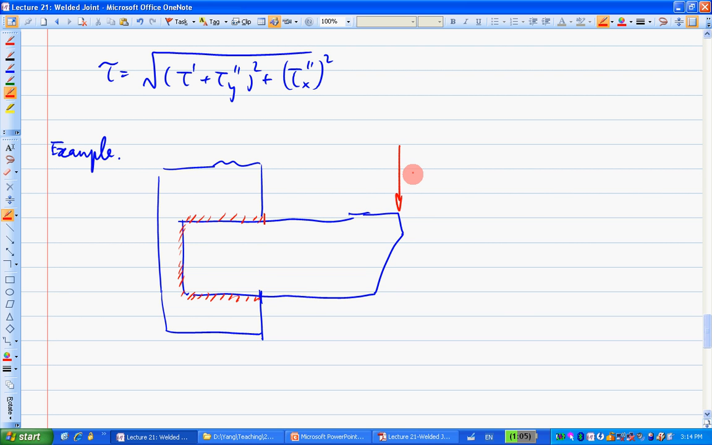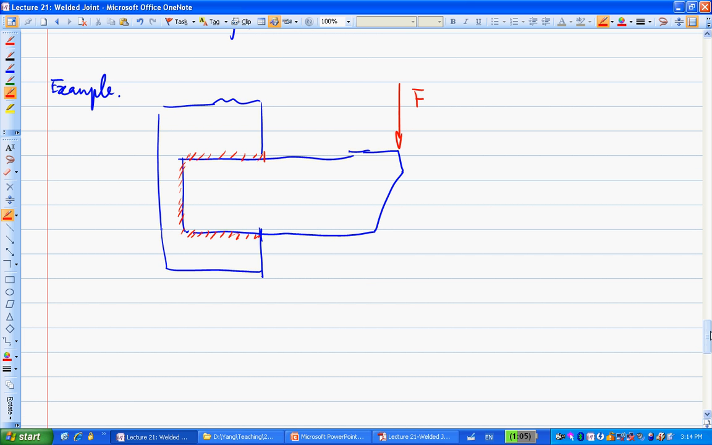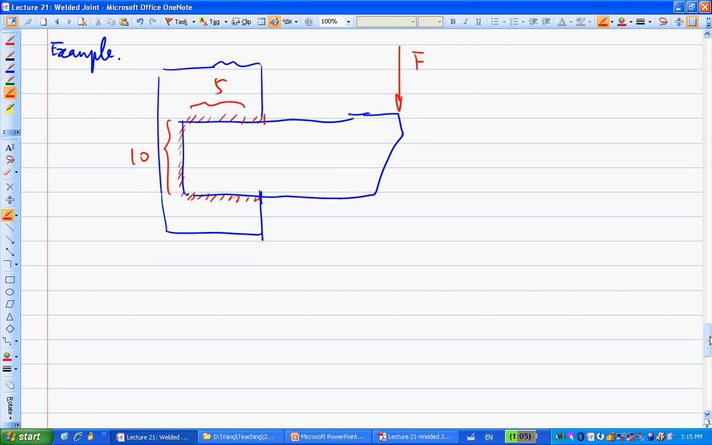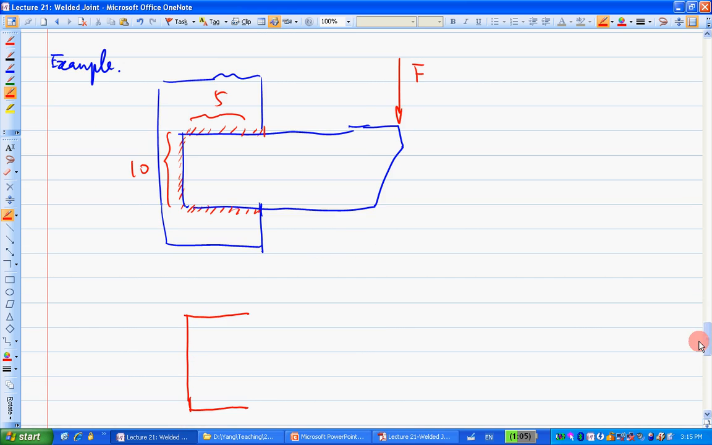Okay, so you have a force F over here. There's a certain number of F. Let's just say this side here is 10 and that's 5. Okay, that should be enough. So if this is the weld group, let's find what's the critical location. We can draw the geometry out first. And when you draw the geometry out, I think the best bet is to go to the table.